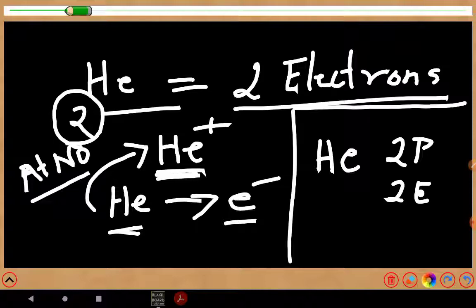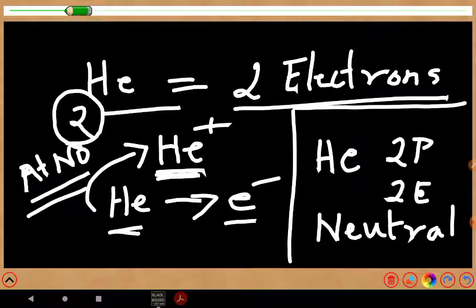ஏன்னா why, children? Because an atom is neutral. Atom என்னது? An atom is neutral, நடுநிலை தன்மை உடையது. Any atom for that matter, it is neutral. Every atom will have an equal number of protons and electrons. அதைத்தான் atomic number சொல்கிறாங்க.